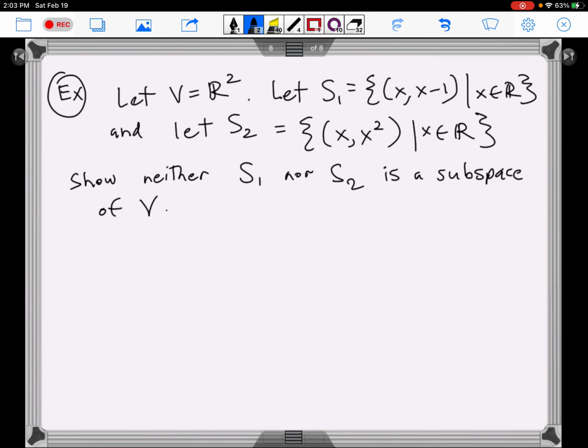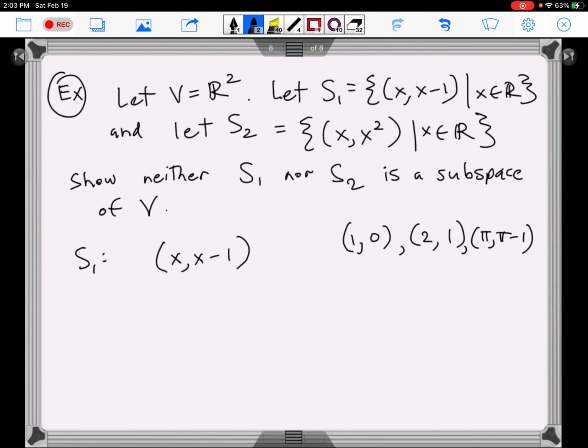Okay, let's start with S1. Look at the construction of S1. Notice that we have x comma x minus 1, right? For example, things like 1, 0 would be in there. Or 2, 1 would be in there. Or pi, pi minus 1 would be in there. So what's the easiest way of showing that this cannot be a vector space? Well, how about we do the zero vector check? Can the zero vector be in there?